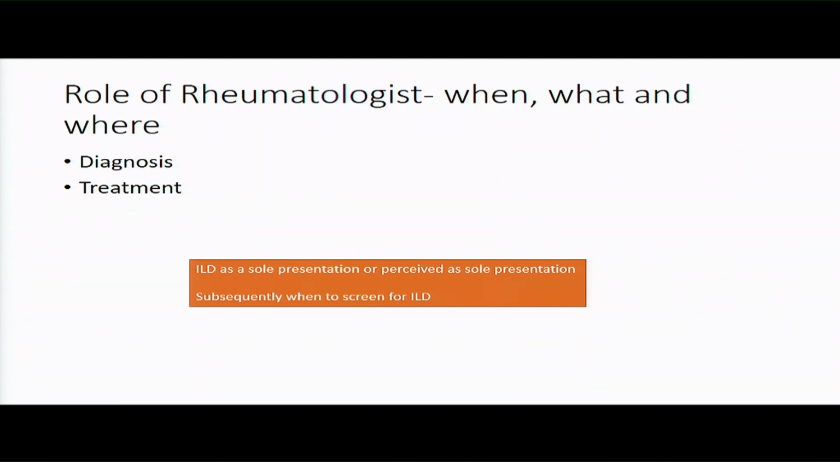The main role a rheumatologist plays when it comes to interstitial lung disease is, one, the diagnosis, and the other component is the treatment. We face interstitial lung disease in two ways. One is that the patient may have interstitial lung disease alone, or perceived to be having it alone. What I mean is the patient may have subtle symptoms or some autoantibodies not yet explored, and is perceived to have interstitial lung disease. The other way around is you may have a patient with connective tissue disease where you need to think about the possibility of an interstitial lung disease in them.